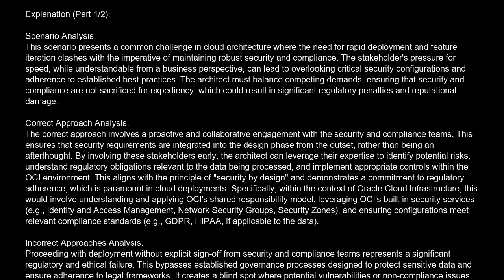The correct answer is D. Proceed with the deployment as planned, documenting the development team's assurance of standard security measures and scheduling a post-deployment review with the security and compliance teams.